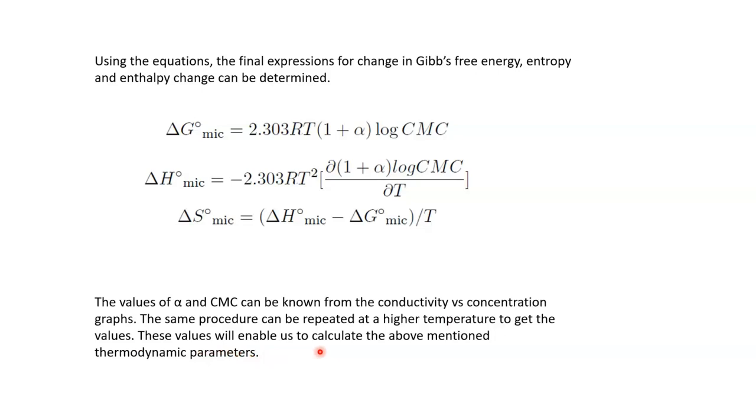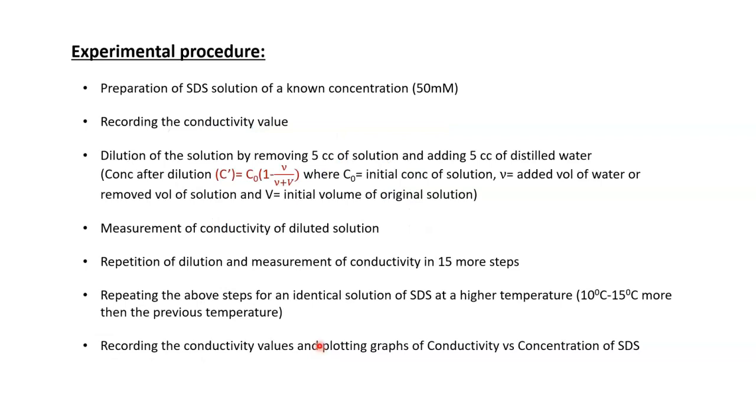And let us look at the experimental procedure so that we can know what all we have to do inside the lab in order to get all these values, the value of CMC and the value of alpha. So let us look at the experimental procedure, which includes preparation of SDS solution of a known concentration, and here we prepared 50 millimolar concentration of SDS solution in 50 ml volume. Now we recorded the conductivity value first at room temperature, which was 37 degrees Celsius during that time.